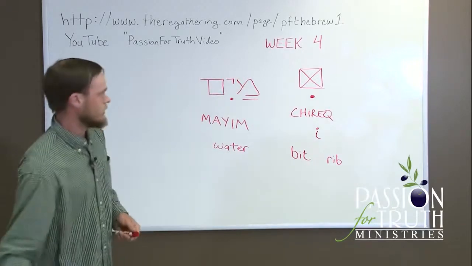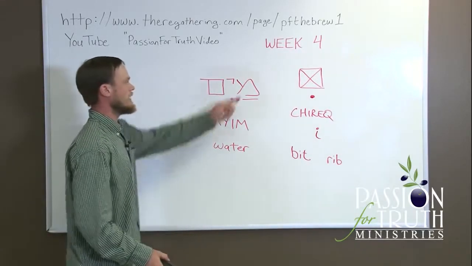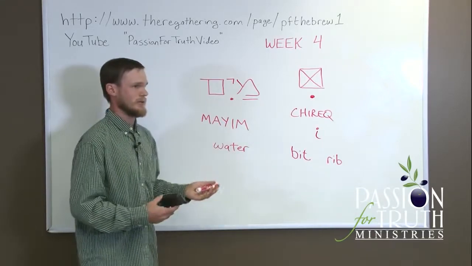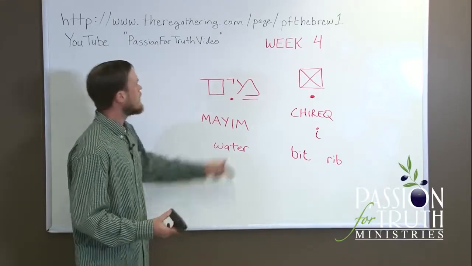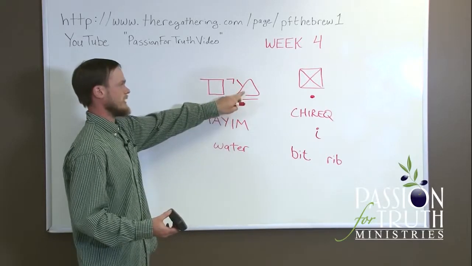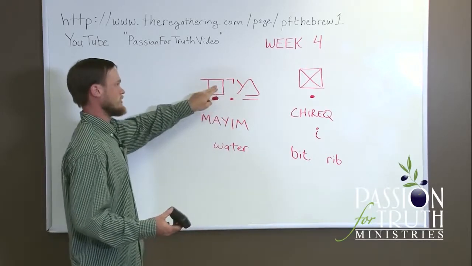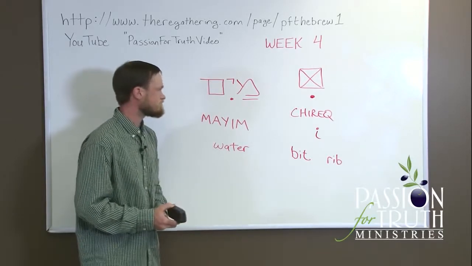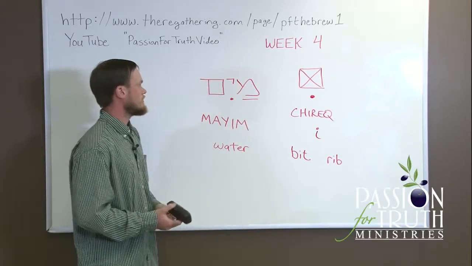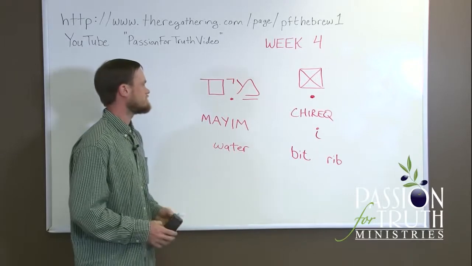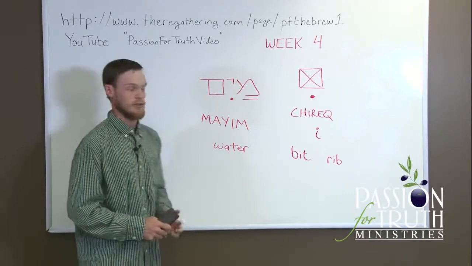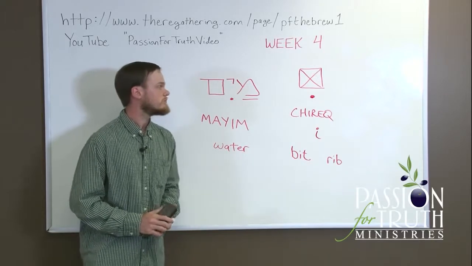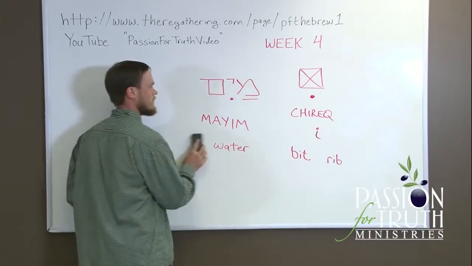You'll also hear the regular and final mem called the open and closed mem. I prefer to call them just mem and final mem because that refers to their function. But by open and closed, they mean this one has a little gap right here, and this one, of course, is closed. It has no gaps. Okay, so any questions about the chirik? All right.